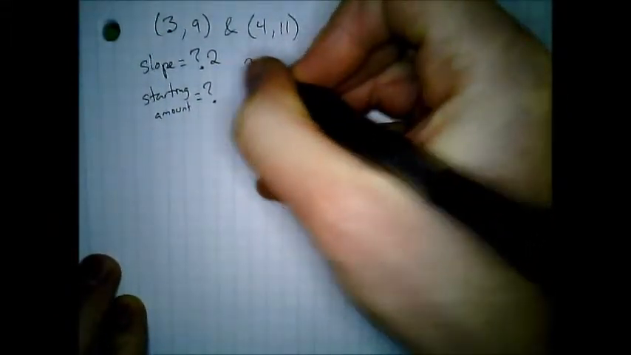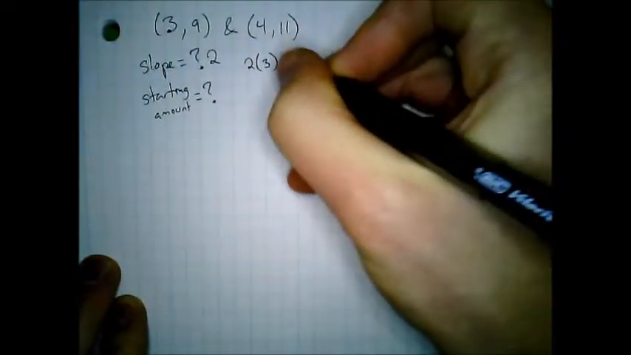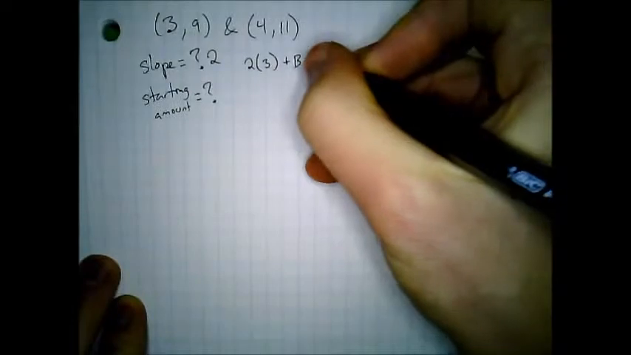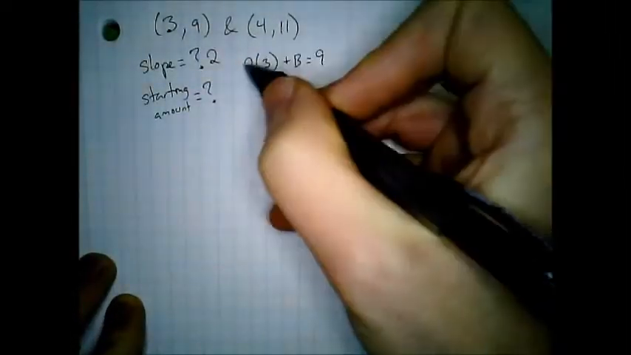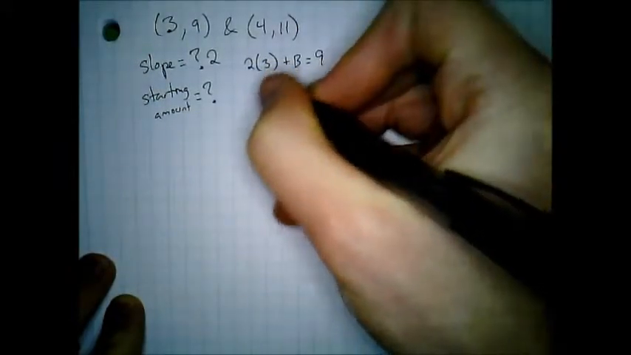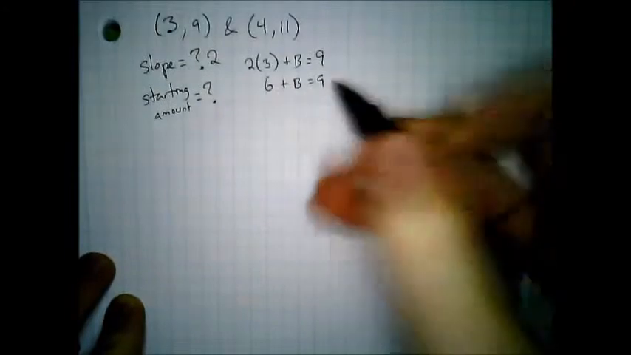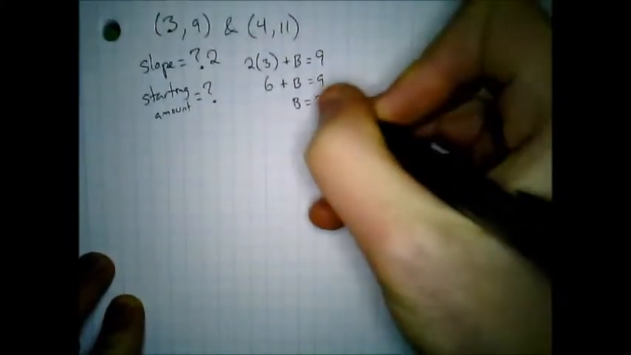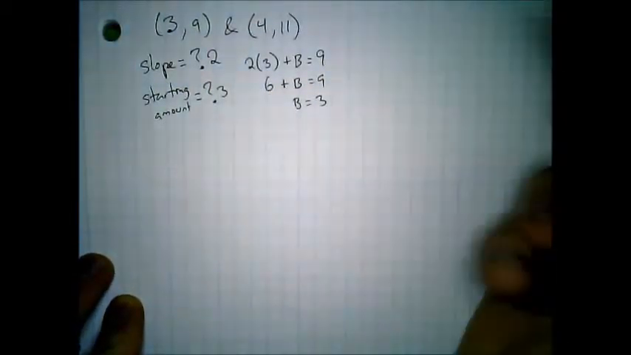So we know we're adding 2 tiles each time, and we're getting to figure 3. So we have to do 2 times 3 plus the number of tiles in figure 0, plus what we started with, has to get us 9. We added 2 tiles 3 times, means we added 6 tiles. So what did we add 6 tiles to? So we have 6 plus b equals 9, which means b equals 3, because 6 plus 3 equals 9. So we know our slope is 2 and our starting amount is 3.